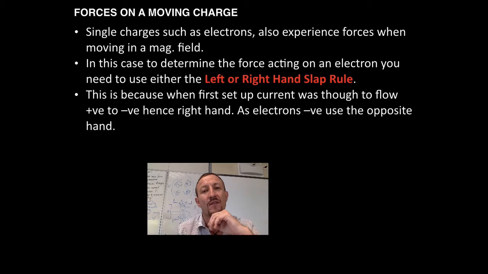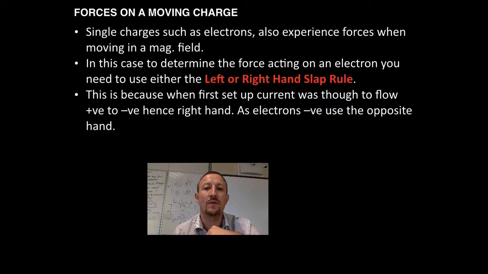Now we can determine the direction of this force using the slap rule. In this case we know that we've got two different types of charges, positive and negative charges. As you're probably aware at this level, initially they thought that the charges of electrons were going to be positive. It wasn't until Millikan's experiment that it was determined that it was actually negative. As a result we're going to have to use two different types of slap rules which apply to two different types of charges.